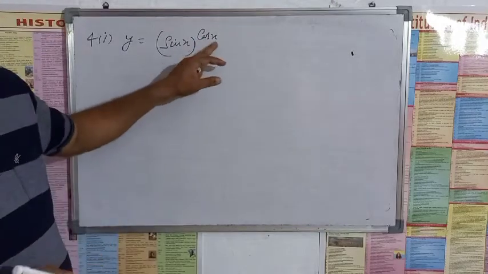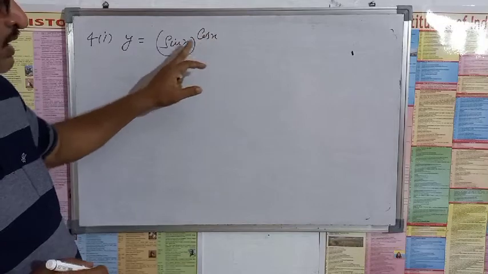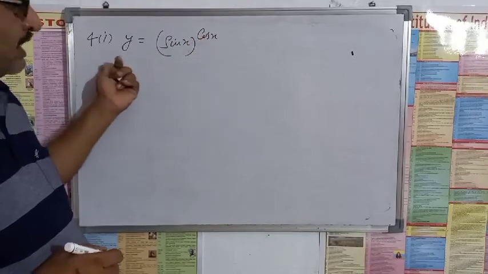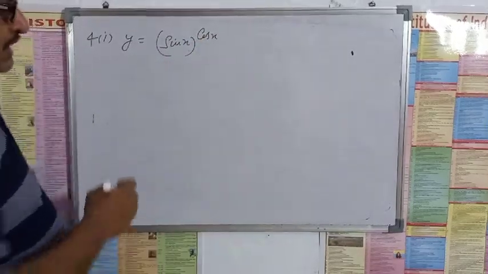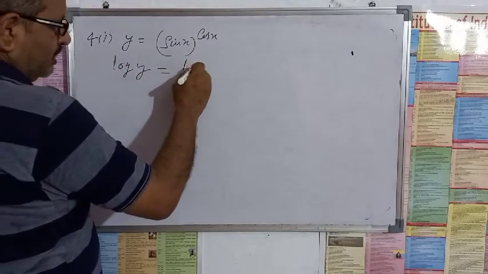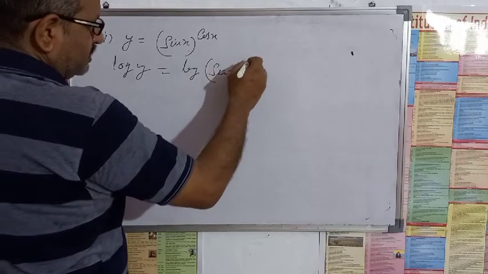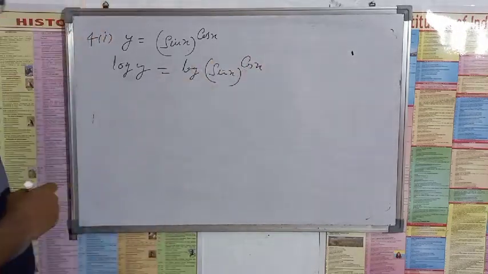Here function to the power function is given. One function is sin x, power function is cos x. Function to the power function. Again we can take log on both the sides. So take log y is equal to log of sin x to the power cos x.